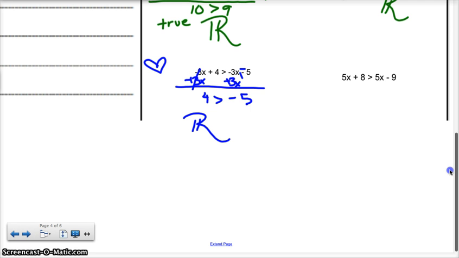Hey, another one. Why didn't I make you a no solution? I don't know why I didn't. Okay, cancel. 8 is bigger. This is a negative 9 than negative 9. True or false? True. True, it's all real numbers. Okay?